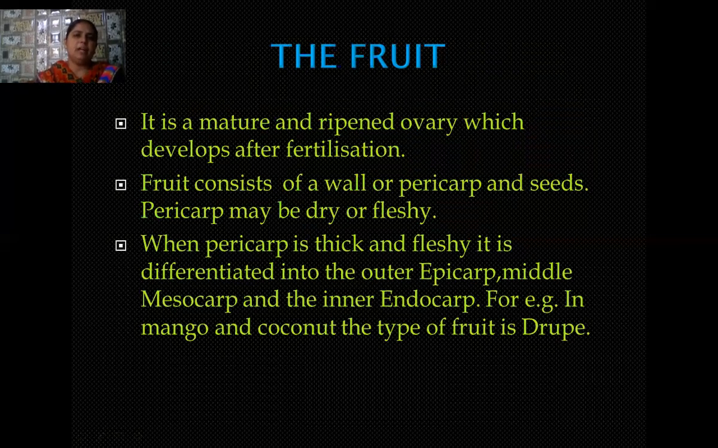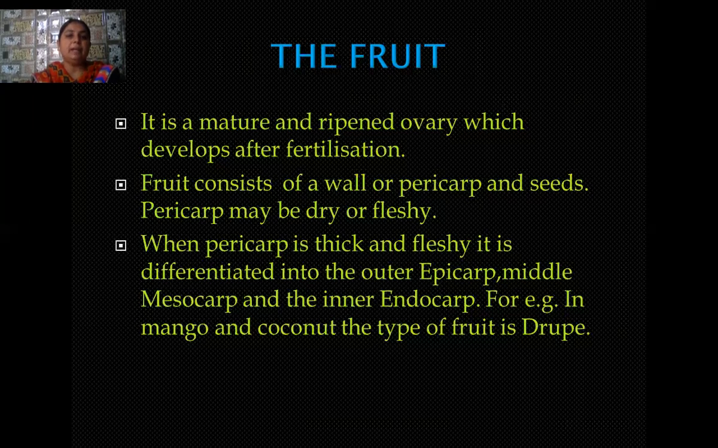Okay, student. Now I am starting the next topic, that is fruit. So what is fruit? It is a mature and ripened ovary, and it develops after fertilization. So fruit consists of a wall, and that wall is known as the pericarp. So this fruit wall may be dry, or sometimes it may be fleshy. That means the pericarp may be dry or it may be fleshy.